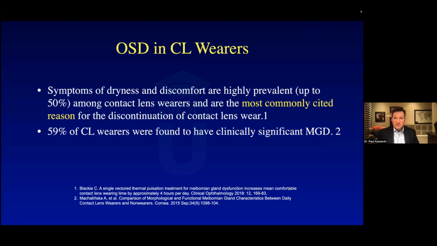And 59% of contact lens wearers were found to have clinically significant MGD. Now, how do you determine clinically significant MGD? You have to express the oil glands. It's just this lower eyelid. Nasal to central is the only region that you really have to express. And we're going to talk about how easy that is.